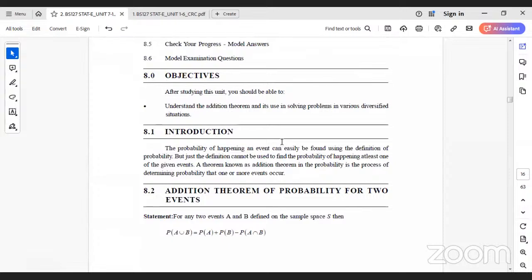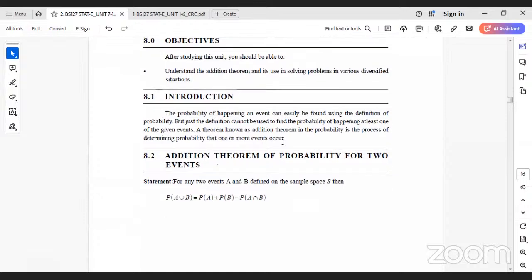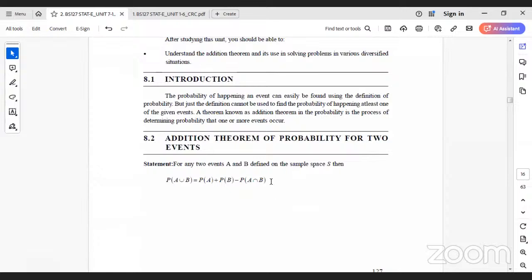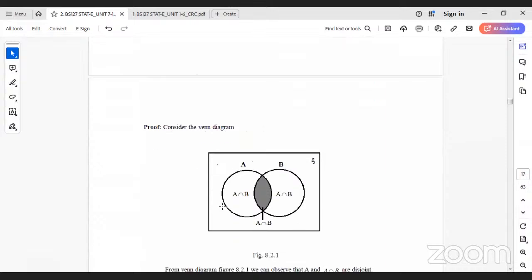Addition theorem of probability for two events is the most important theorem they will ask. So the addition theorem of probability: P of A union B is equal to P of A plus P of B minus P of A intersection B. So consider the events A intersection B, A intersection B bar, A bar intersection B. This is called A intersection B. Right? Yes. Combining these all together, this is A intersection B bar, A bar intersection B. So we are taking this value here.